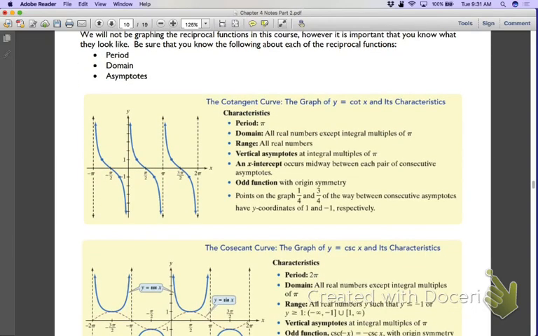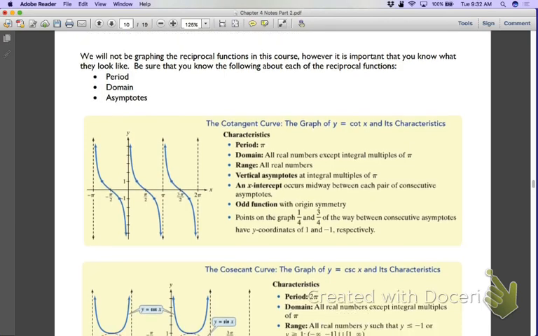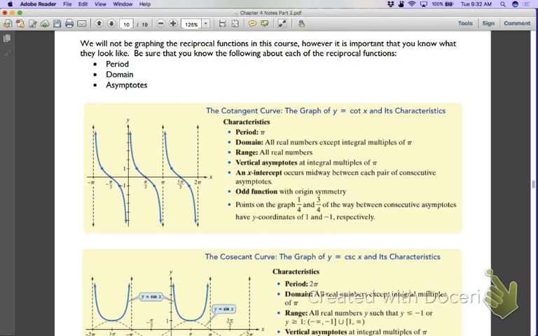We don't have to worry about graphing these. I just want to make sure that you're aware, we're not going to graph any of the reciprocal functions as far as cotangent, cosecant, or secant. But it is good to know what they're going to look like and how they're represented. Like what the period length is, what the domain, and what your asymptotes are, if you have any. Which on all of these, you will have asymptotes.